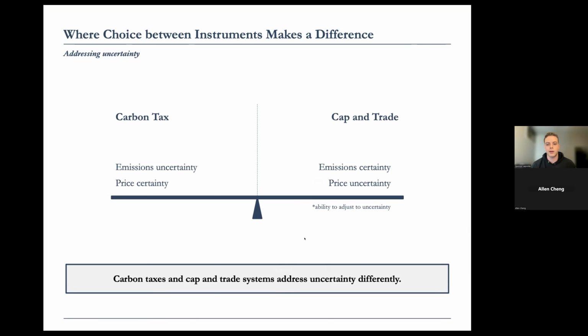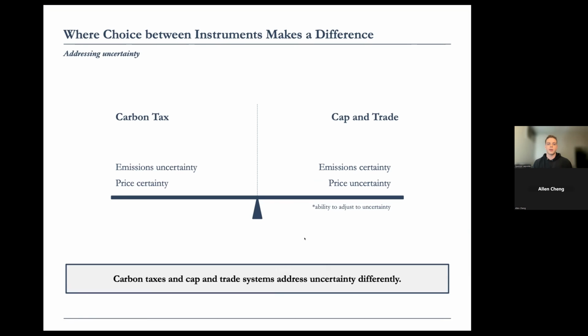With cap and trade, on the other hand, the emissions number and the quantity of emissions is relatively certain, as suggested by that cap. However, the price upon which allowances or emissions will trade in the market is something that is uncertain to firms and producers.